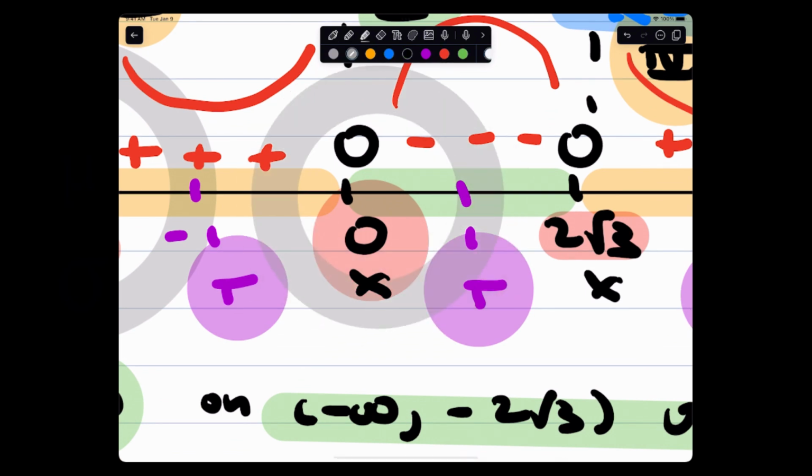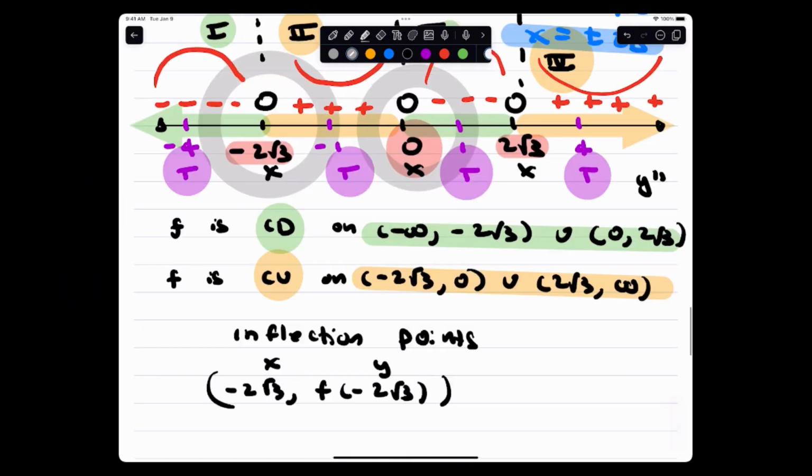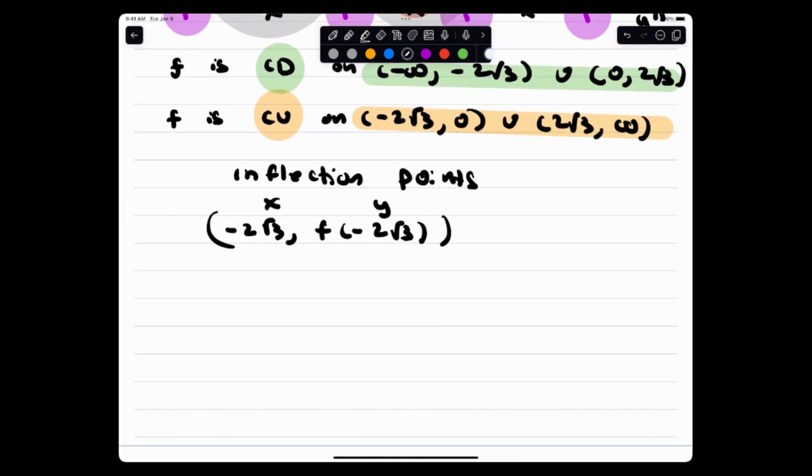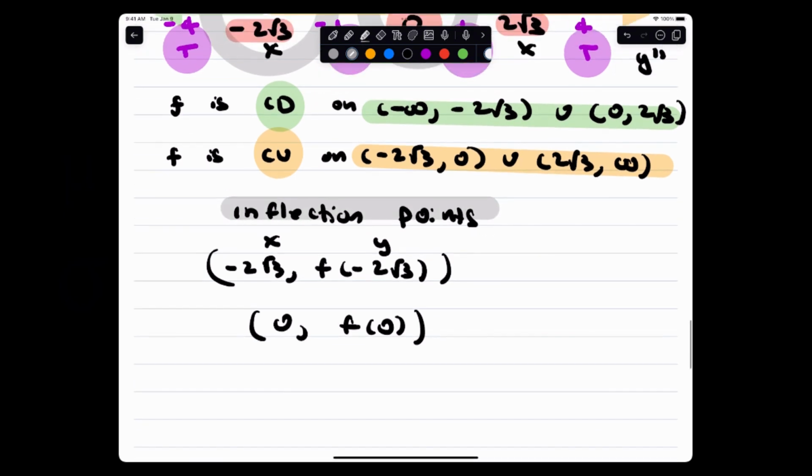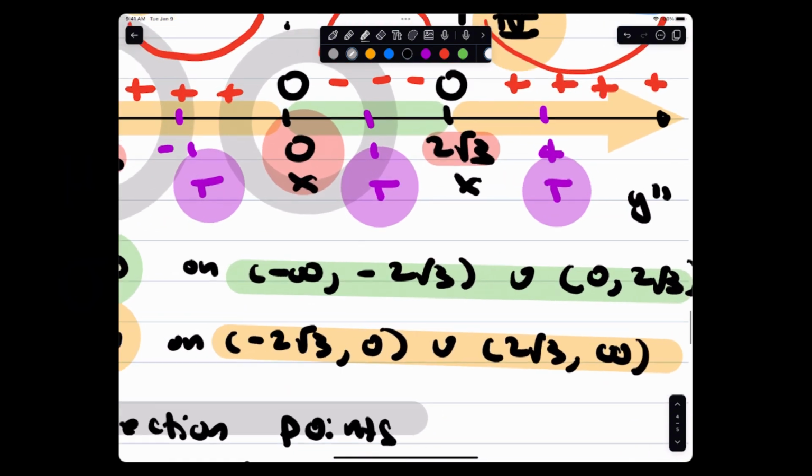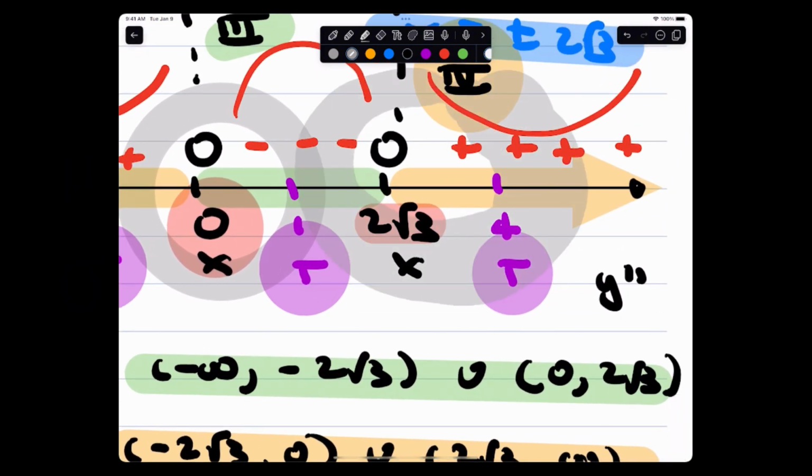Yeah, why? You went from concave up to concave down. Is that true? You go, okay, at 0. So the inflection point will be 0, f of 0. It's an x and y coordinate. It has to be a point on that curve here. We're looking for those inflection points. And then it has a third inflection point. You say, how do you know? You went from concave down to concave up at positive 2 square root of 3.